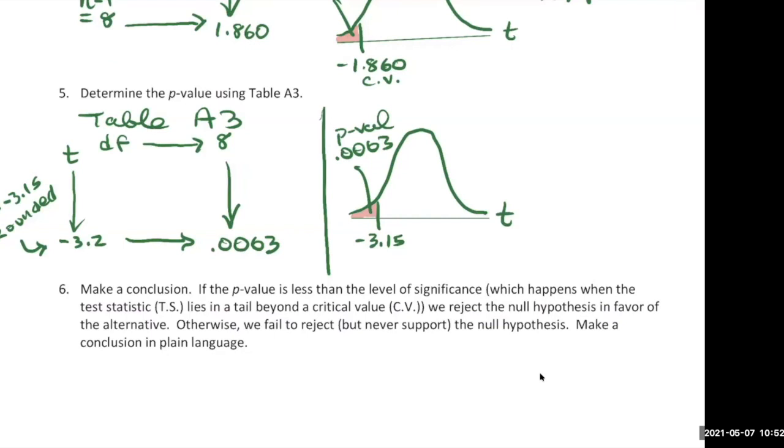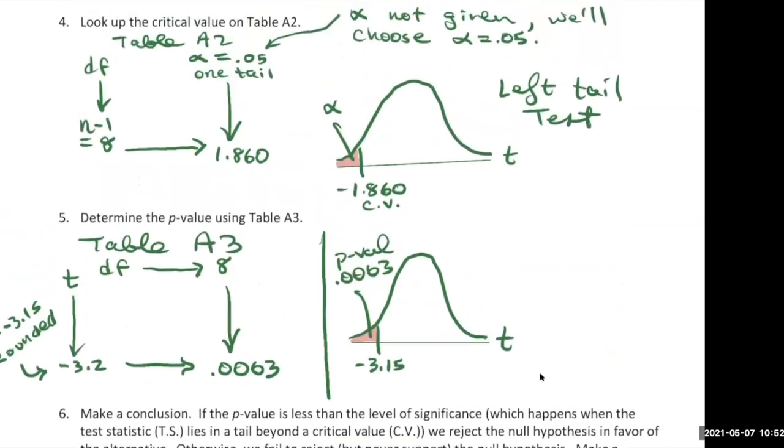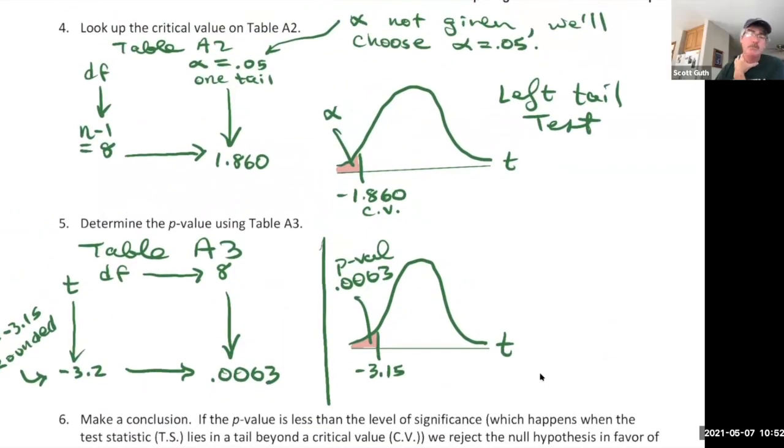Sorry, I had one question. So you would only double the value if it was a two-tailed test then? Yes, agreed.